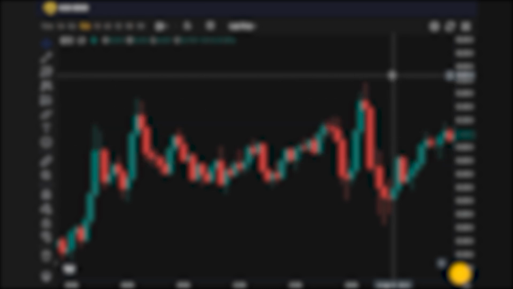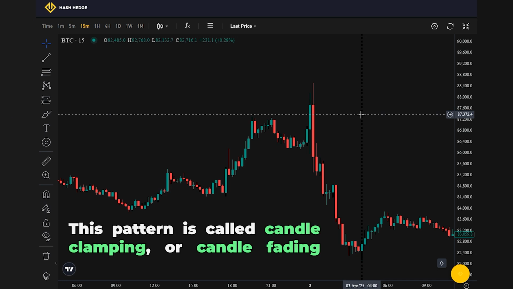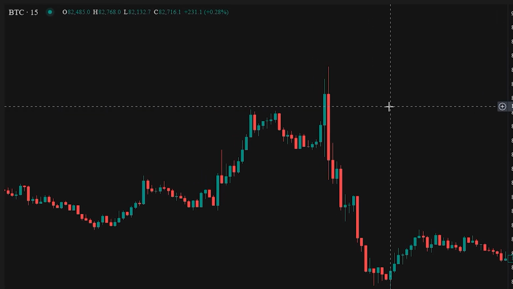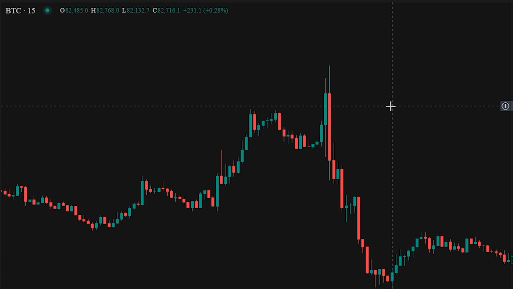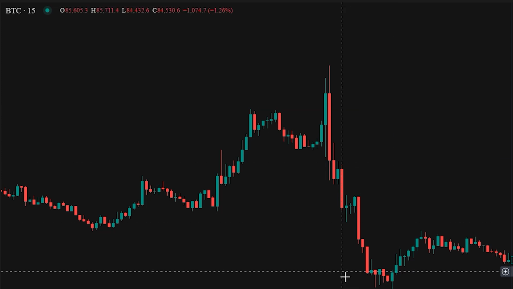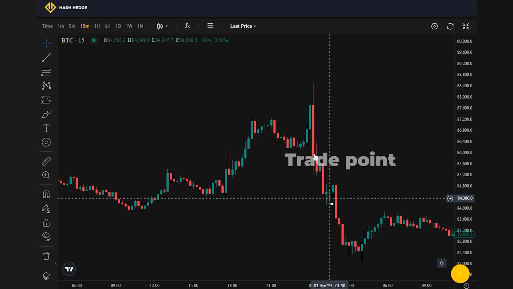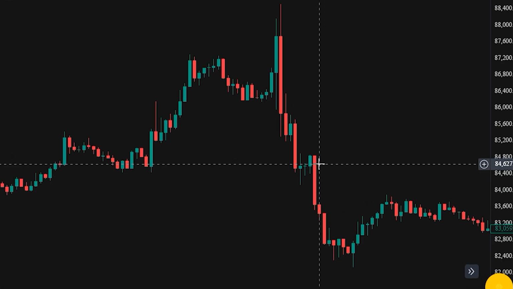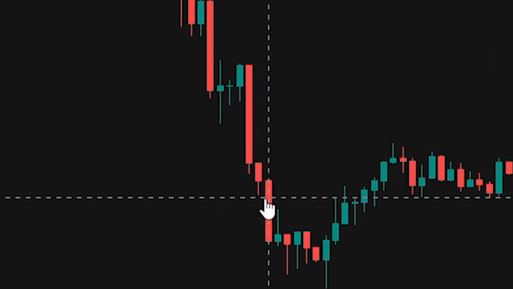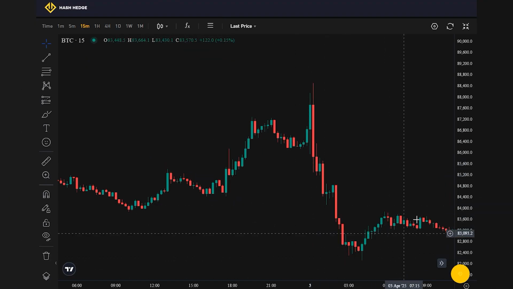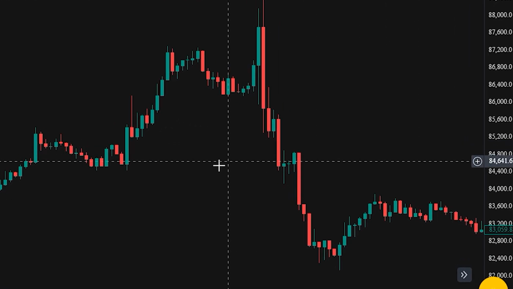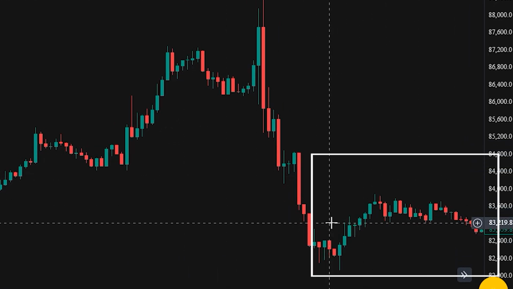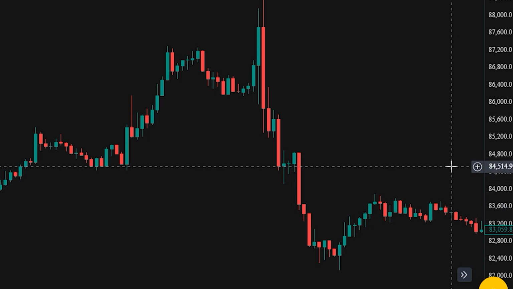Let's now talk about the third candlestick pattern that I want to talk about in this video. This pattern is called candle clamping or candle fading. It is quite rare and only occurs after prolonged trends. But this will be the very first signal that you need to close your position. For example, if you traded down in this section of the chart, the candlestick squeeze would be the first signal for you to lock in profits. Conversely, if you are looking for a bounce, squeezing candles will show you that it may be soon enough that the market will either stop or move to the upside.